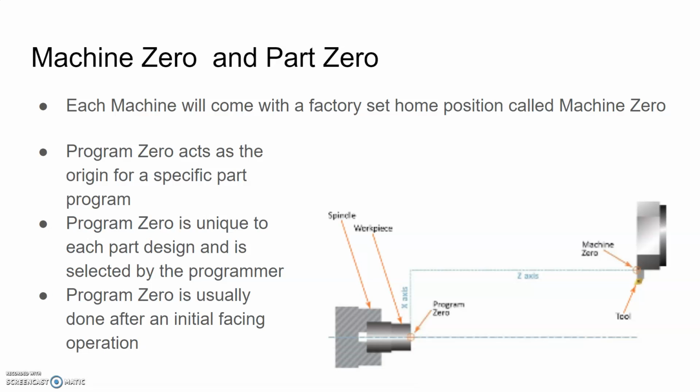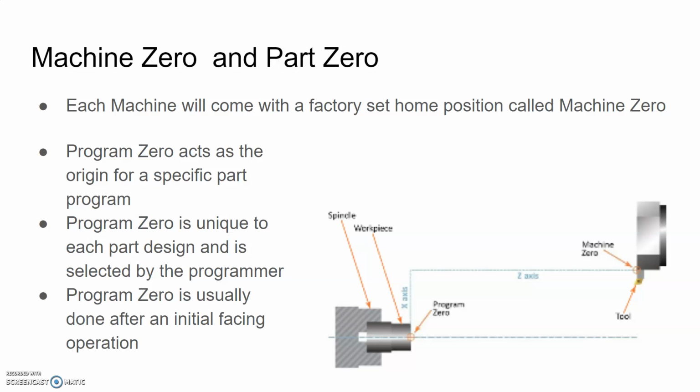Machine 0 and Part 0. Seeing as how this is a CNC machine, it will come with a factory setting called Machine 0. And basically this location is a place where the tool has moved way away from the part you're working on, and it's sort of like the home position. Right, so the machine, when you turn it on, it will go to this Machine 0 position.